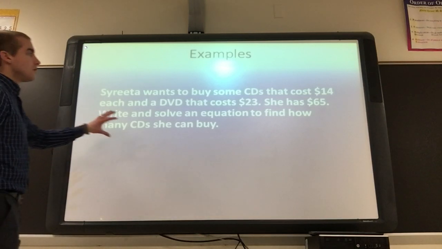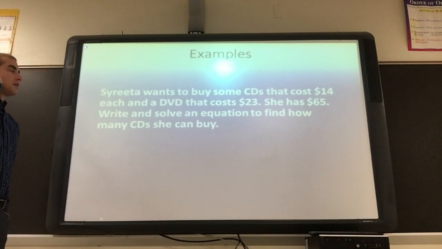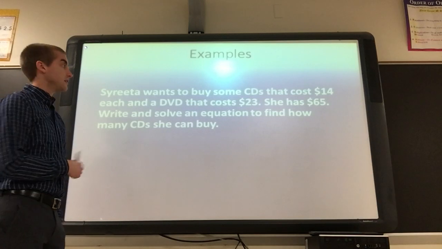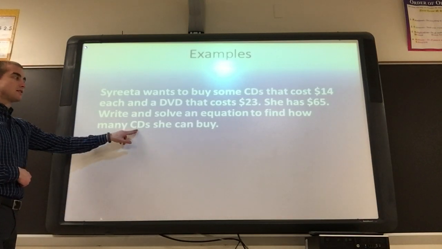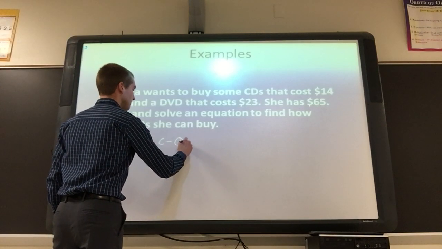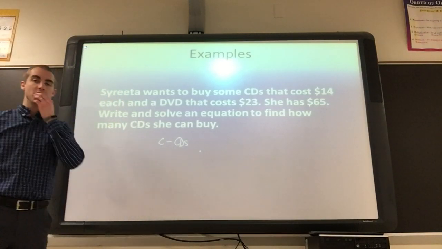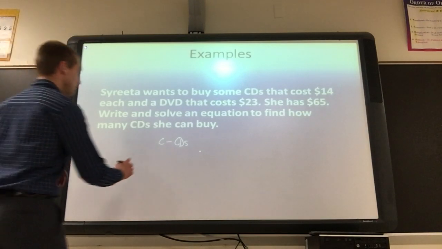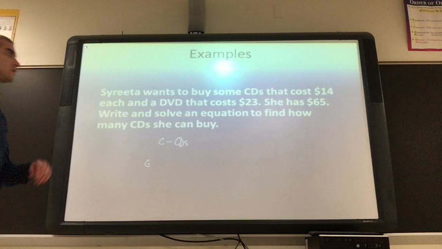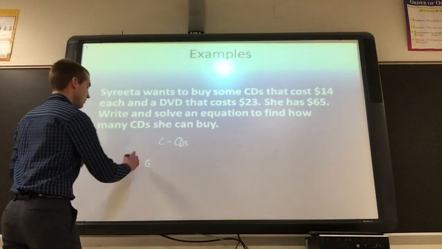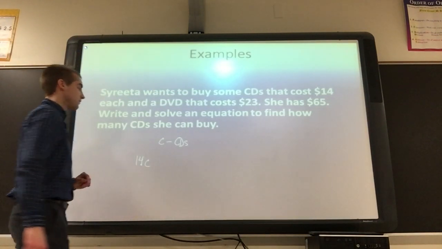All right, so looking at this question, first thing is to define the variable. What am I trying to find? We'll find how many CDs she can buy. So we'll say C for CDs. You could use a different letter for that, but I'll use C for CDs. We know C is going to be in our equation. Next question, what number goes with each CD? Well, she wants to buy CDs that cost $14 each, so that means 14 is going to go in front of the C.